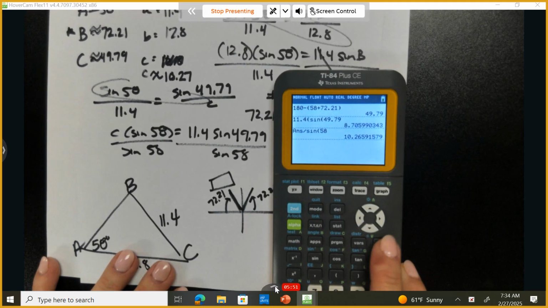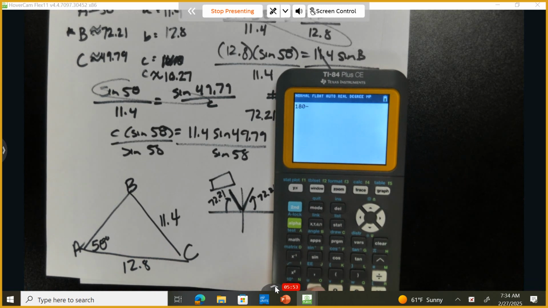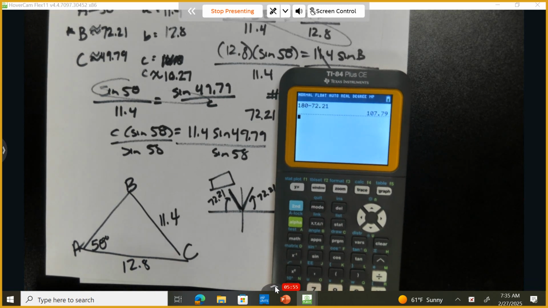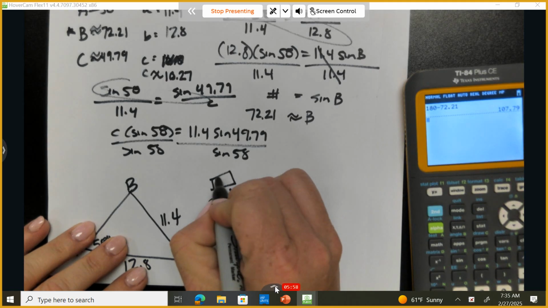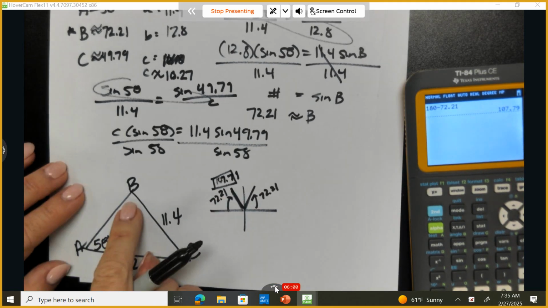How do I figure that out? I'm going to take 180 and subtract 72.21. Okay, 107.79. So I'm going to test right now.